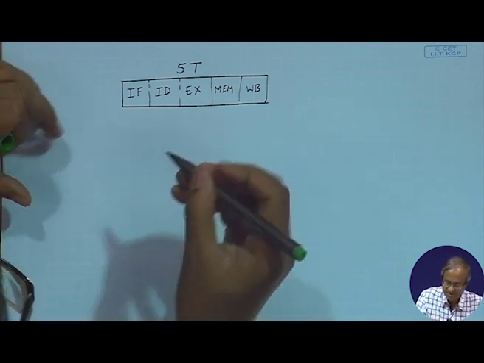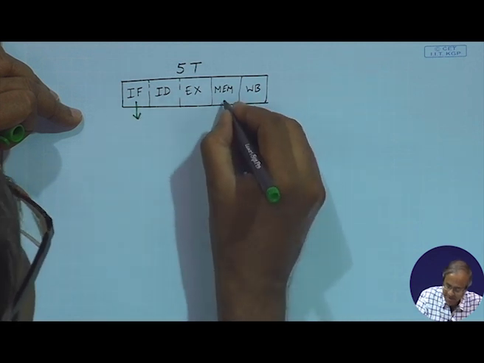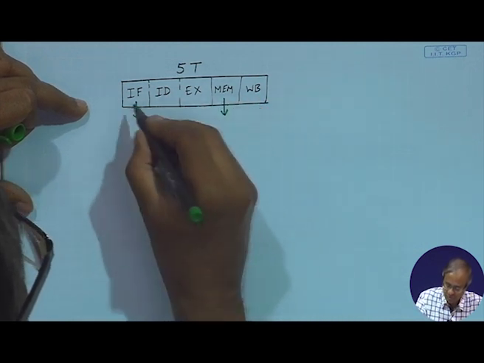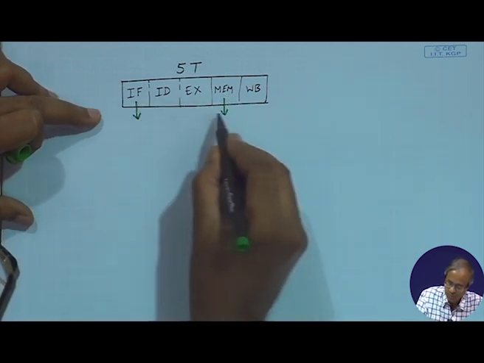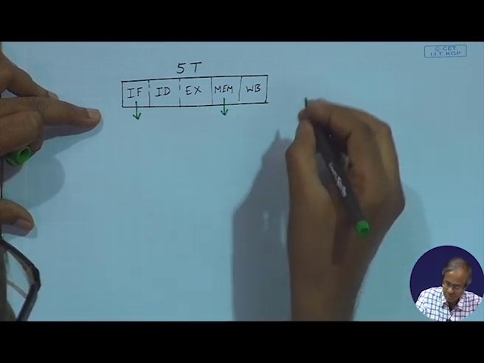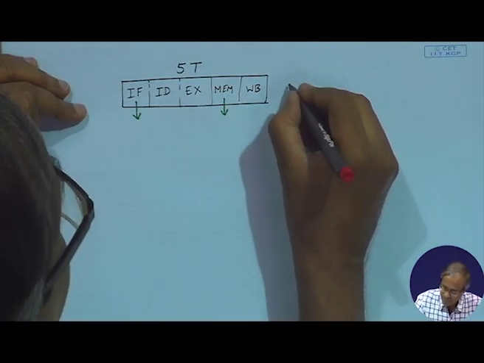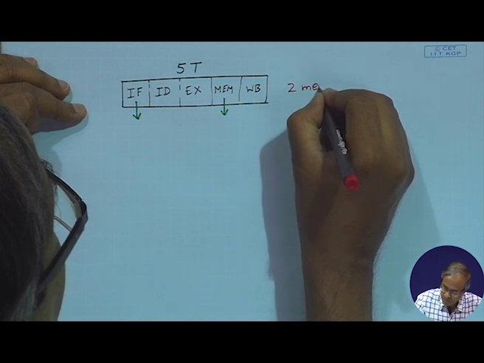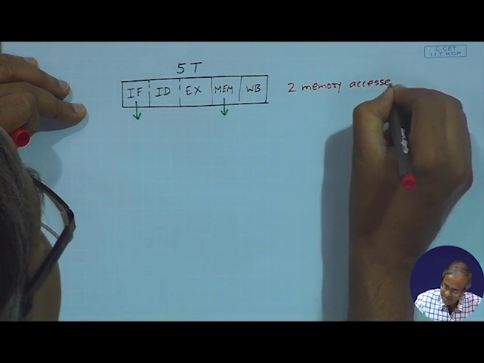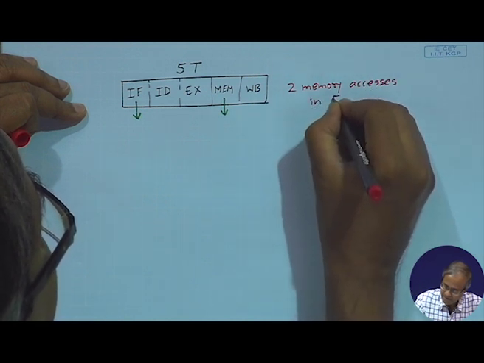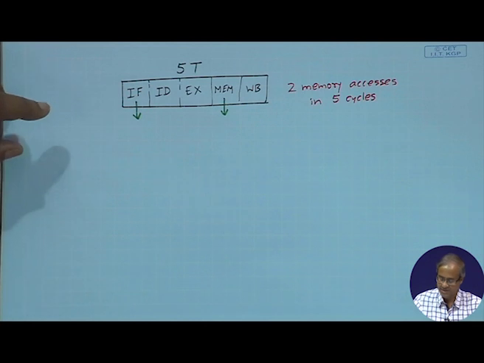Now, if we consider memory access, in this 5t time there was one memory access here and there can be another memory access here. Of course, all instructions are not loads and stores, but in the worst case there will be 2 memory accesses here. So, for the non-pipelined version there will be 2 memory accesses maximum, I am talking of the maximum, in 5 cycles. This is for the non-pipelined case.